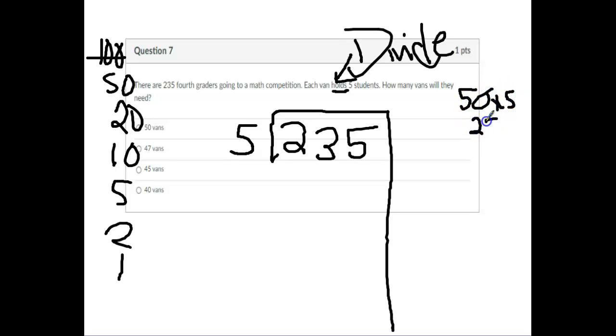Good. 50 times 5 is 250. Is 250 bigger than 235? Yes, it is. So I cannot use 50. It's too big. We just have to reach the 235.